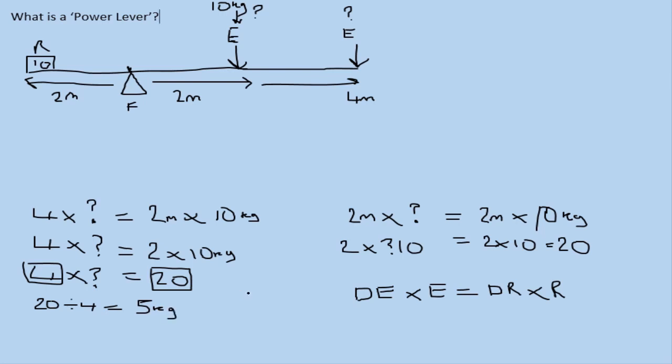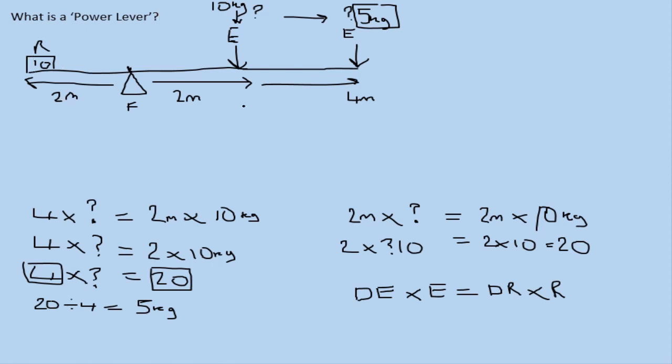So what does that mean? Well, it means that over here, when we put effort on this thing at 2 meters away, we need to put 10 kilograms of effort. Since the lever arm has been extended, so we've doubled the length of the lever arm, what have we done to the effort? 10 to 5. We've halved it. So if we double the length of the lever arm, we halve the amount of effort. So for 5 kilograms of effort to be put in, we're able to lift 10 kilograms of weight.